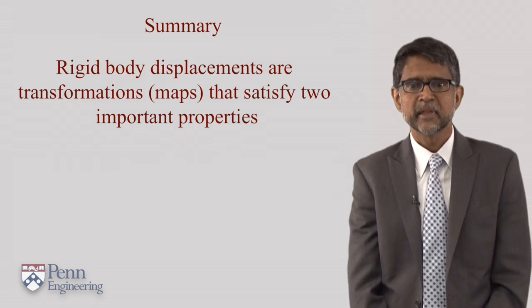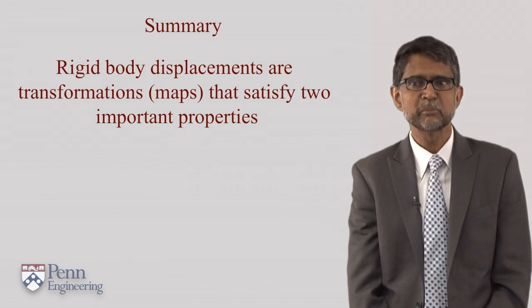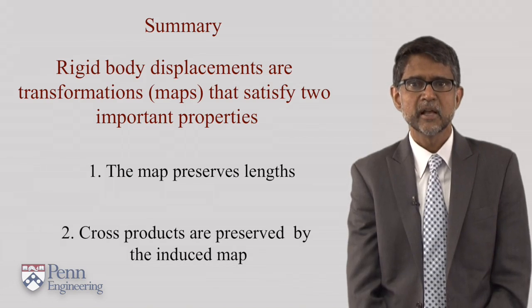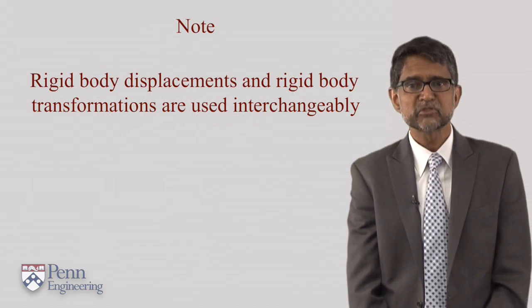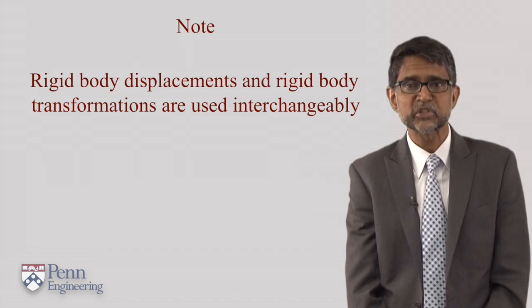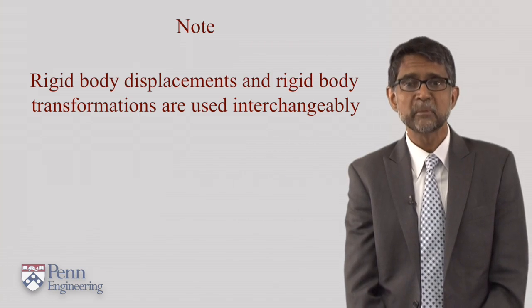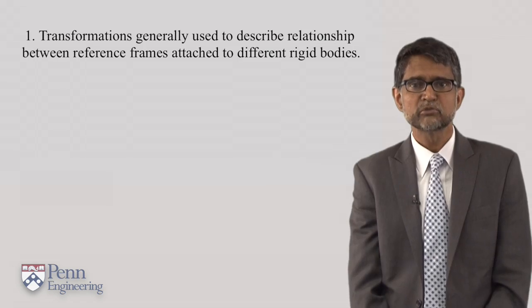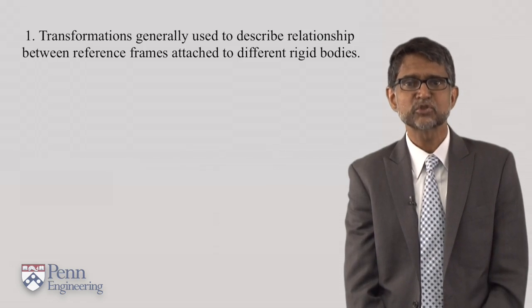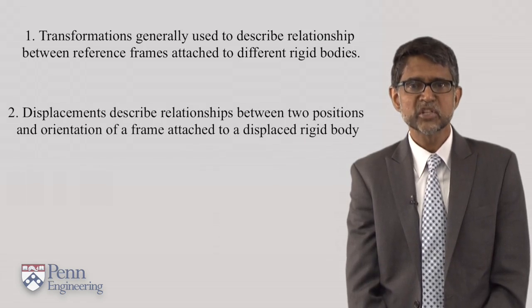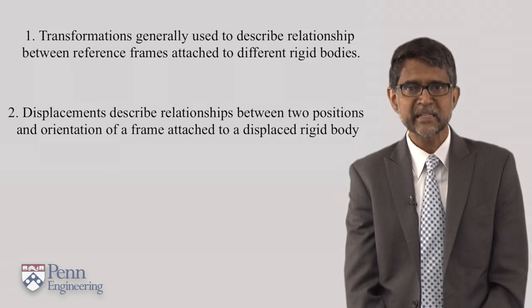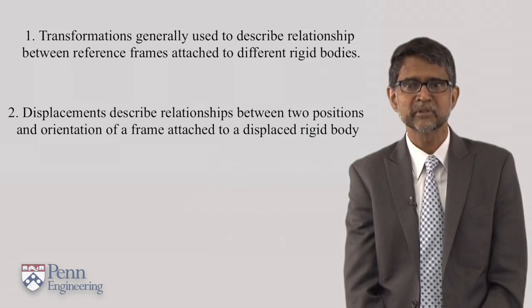In summary, rigid body transformations or rigid body displacements satisfy two important properties. They preserve lengths and they preserve cross products. Rigid body displacements and rigid body transformations are frequently used interchangeably. There is one important semantic difference. Transformations generally refer to relationships between reference frames attached to two different rigid bodies, while displacements describe relationships between positions and orientations of a frame attached to the rigid body as it moves around.